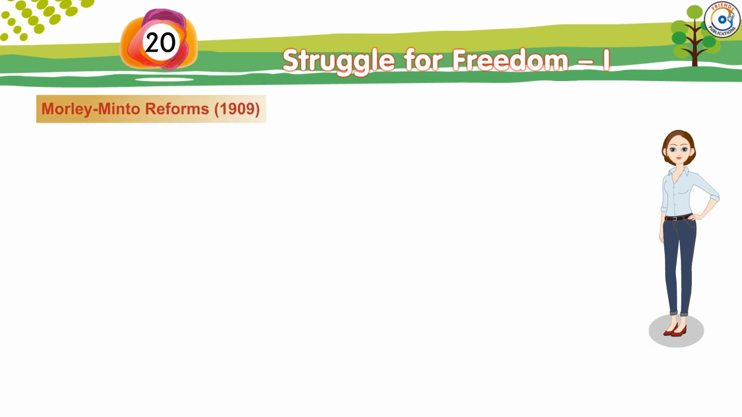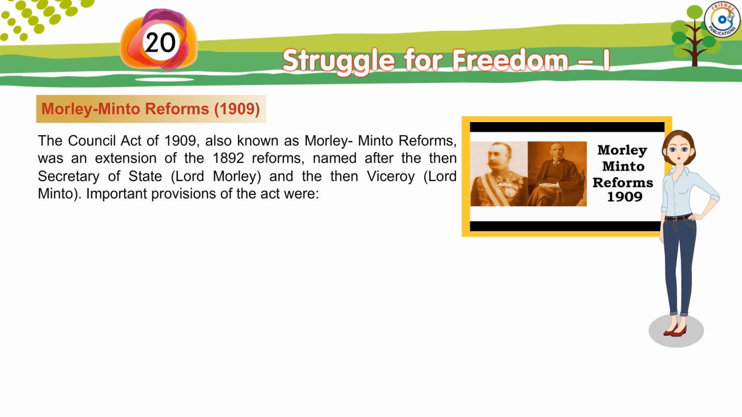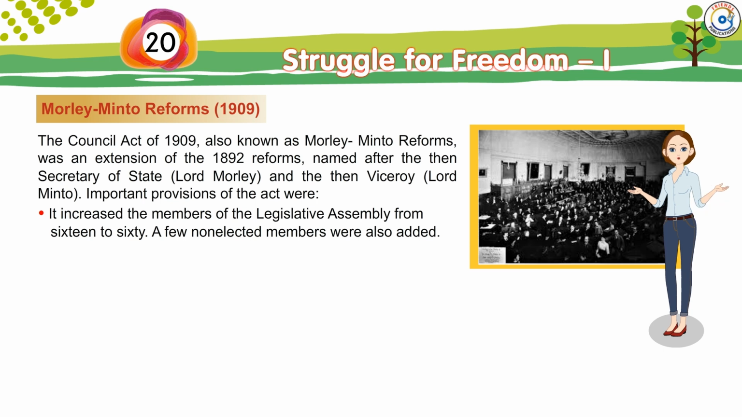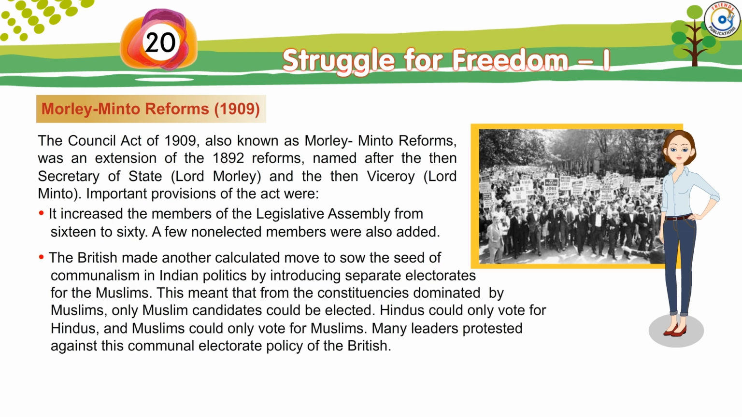Morley-Minto Reforms, 1909. The Council Act of 1909, also known as Morley-Minto Reforms, was an extension of the 1892 reforms named after the then Secretary of State, Lord Morley, and the then Viceroy, Lord Minto. Important provisions of the Act were: it increased the members of Legislative Assembly from 16 to 60. A few non-elected members were also added. The British made another calculated move to sow the seed of communalism in Indian politics by introducing separate electorates for the Muslims. This meant that from the constituencies dominated by Muslims, only Muslim candidates could be elected. Hindus could only vote for Hindus and Muslims could only vote for Muslims. Many leaders protested against this communal electorate policy of the British.